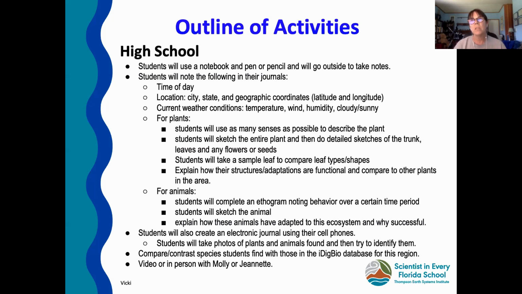For the animals, if we see any, or if they did it at home, I teach them what an ethogram is, and they could do that on their own and then submit that. Especially if we're going to be virtual, it might be a great opportunity for them to go outside in the yard and see what's out there and watch these animals' behavior over a certain period of time. And lots of apps out there that are great. And then the iDigBio, compare and contrast what we find on our campus or around our home with what is in the database. And actually on iNaturalist, they could be a little citizen scientist as well. So next slide.